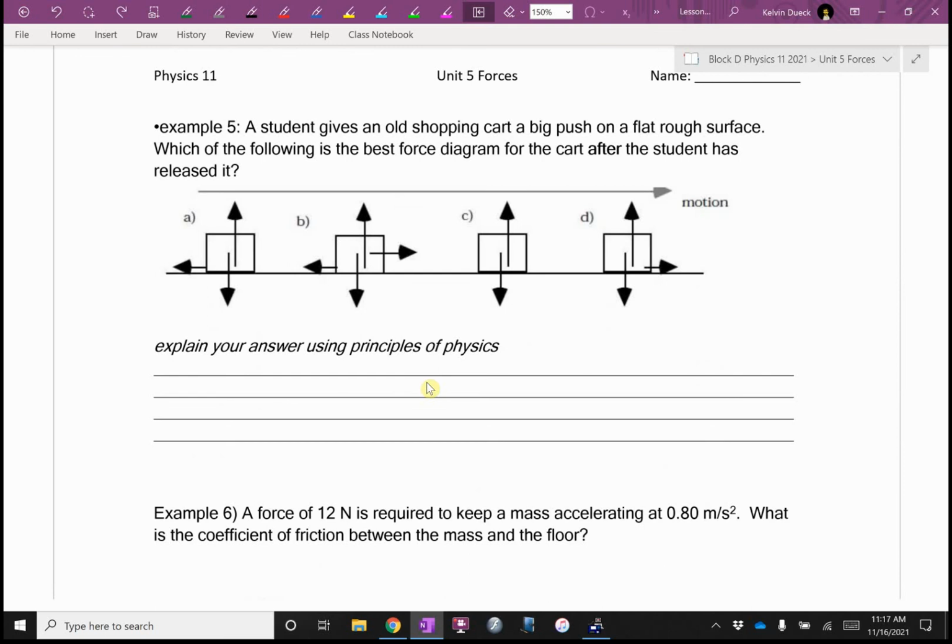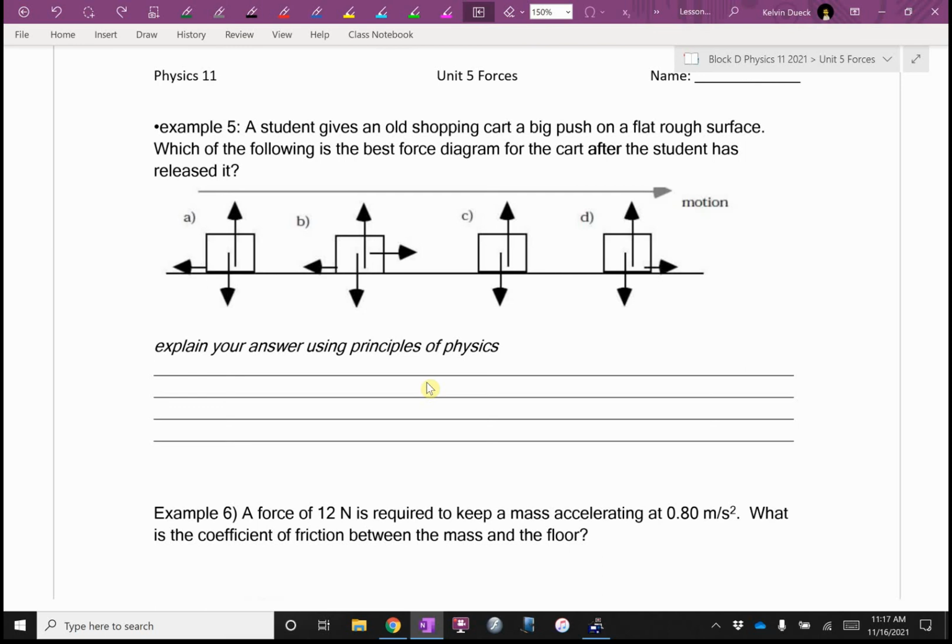Look up. I don't have a shopping cart, but I have an office chair with wheels. And this floor is a little bit rough. So what we're talking about is not while I'm pushing it, but after I let it go while it's still moving. So we're talking about right here, but not there. Which of those four is the best free body diagram?